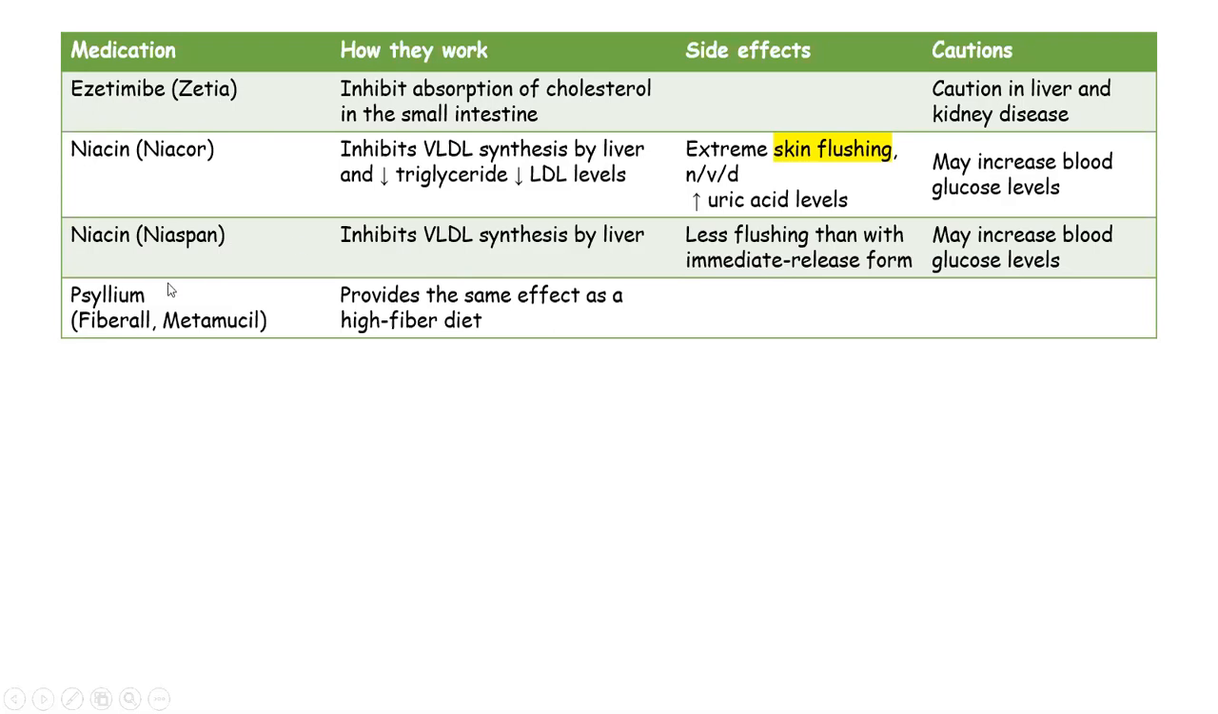Then these are over the counter. Vitamin B: the niacin you're going to find is vitamin B3. Niacin inhibits the VLDL. So VLDL is converted to LDL. If you inhibit VLDL synthesis, you're going to lower your triglycerides and your LDL.